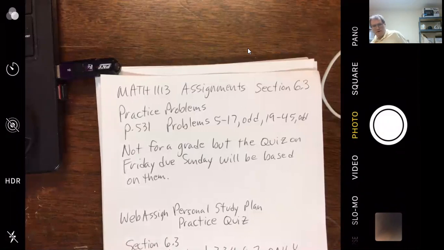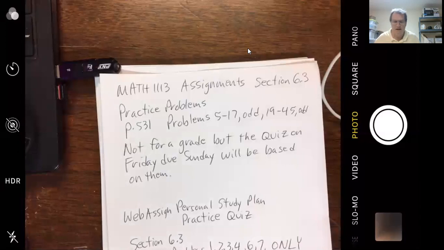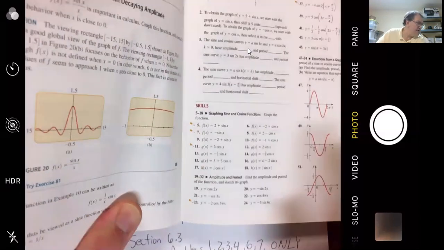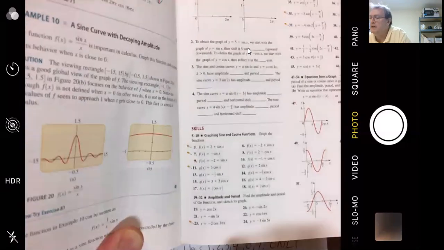So the assignments for this week: practice problems, section 6.3, practice problems on page 531, 5 through 17, and 19 to 45, odd. Again, not for a grade, but we have the quiz on Friday that will be based on them. We'll pull them up. It's about graphs of sines and cosines. So we're going to graph 5 through 17 and 19 through 45.